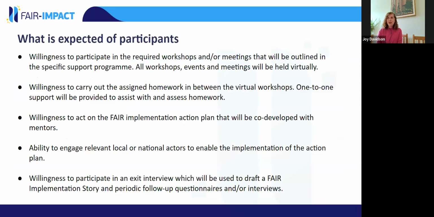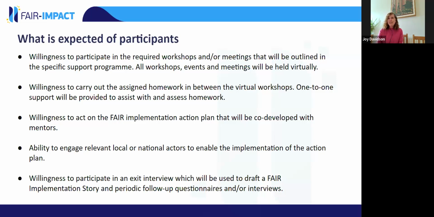What I wanted to give you now was a basic understanding of what we're expecting from people who take part in the program. First and foremost is the willingness to take part in the required workshops. As I mentioned before, they'll all be virtual, so there will be no travel. That's meant to make it a little bit easier for people to take part. Willingness to carry out the assigned homework in between the workshops. And as noted, you will get one-to-one support. So you won't be on your own to do this, but you will be expected to progress the activity with the support provided.